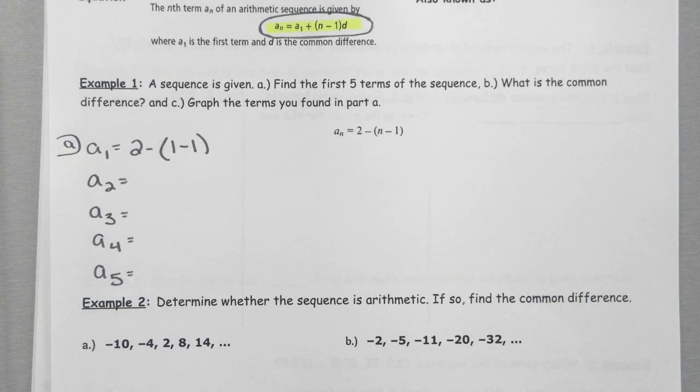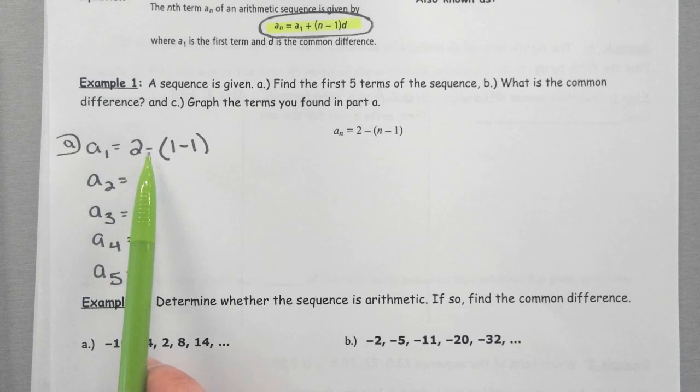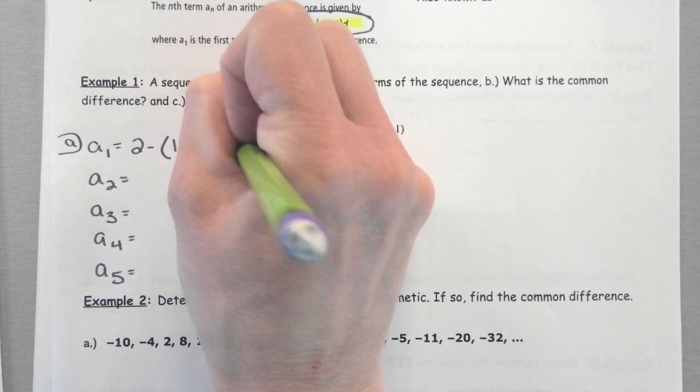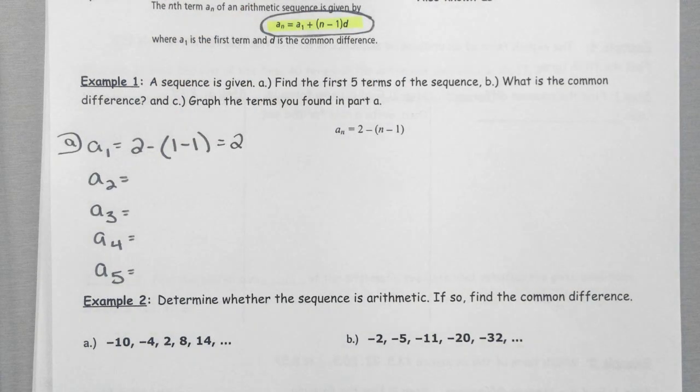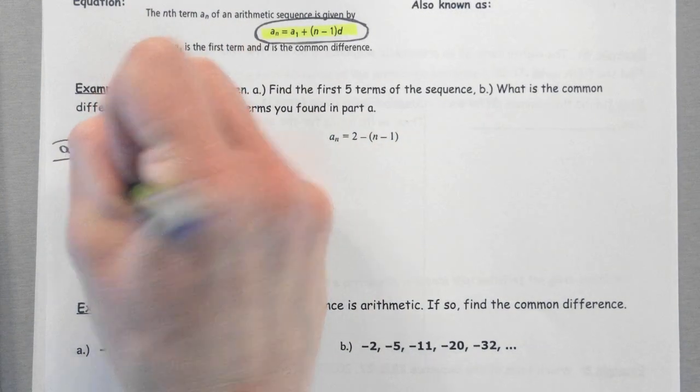So parentheses first. 1 minus 1 is? 0. Yes. Not 2, but 0. And then 2 minus 0 is 2. Okay. So that's what we're doing. We're plugging in our numbers. And again, you might find that you don't need to show a lot of work. If you're somebody who benefits from showing the plugging in of the numbers, then you're going to want to do that. 2 minus 1 is 1. And then you have the 2 minus the 1 from parentheses, and that gives you 1.